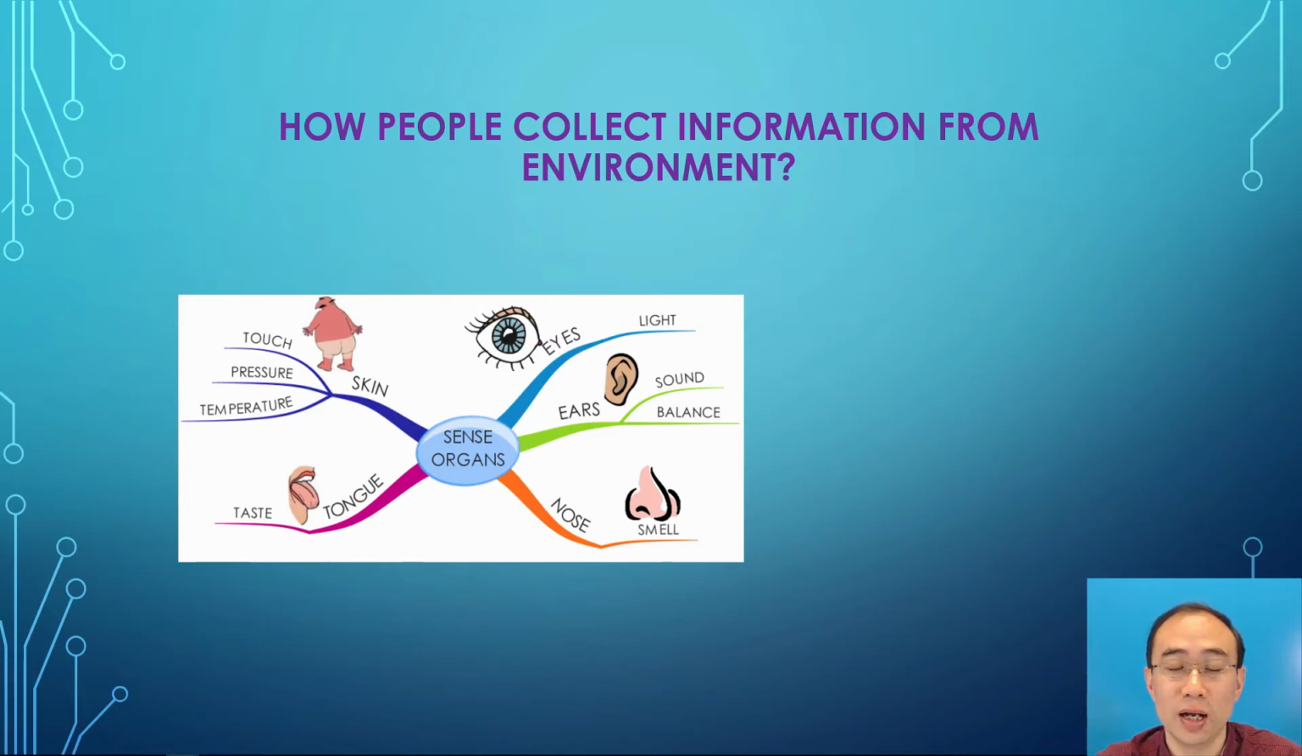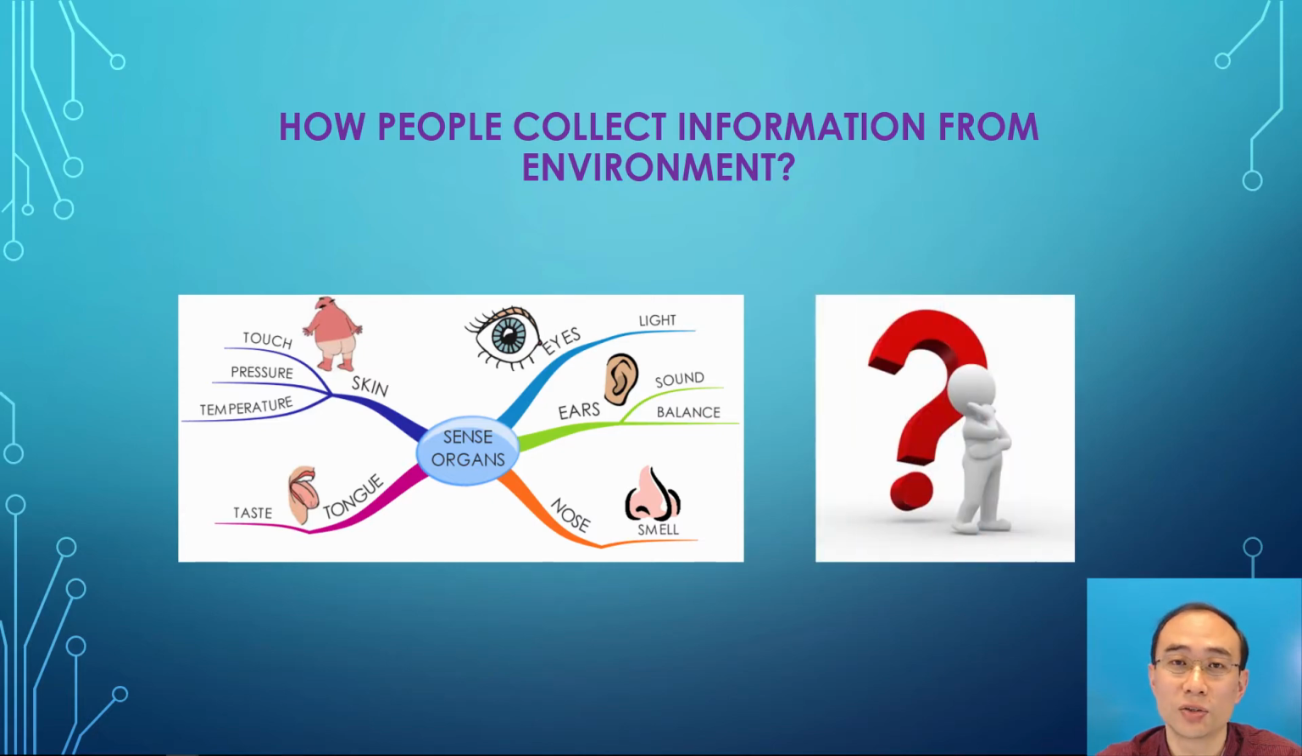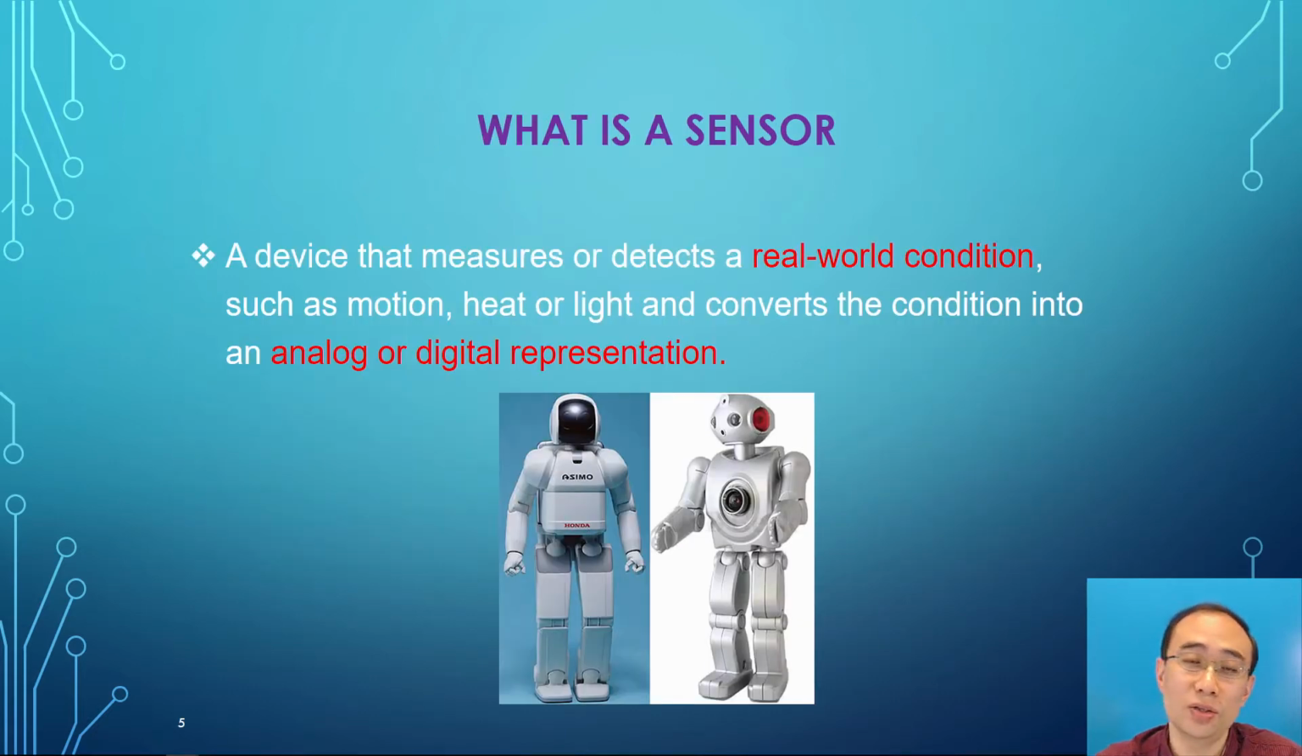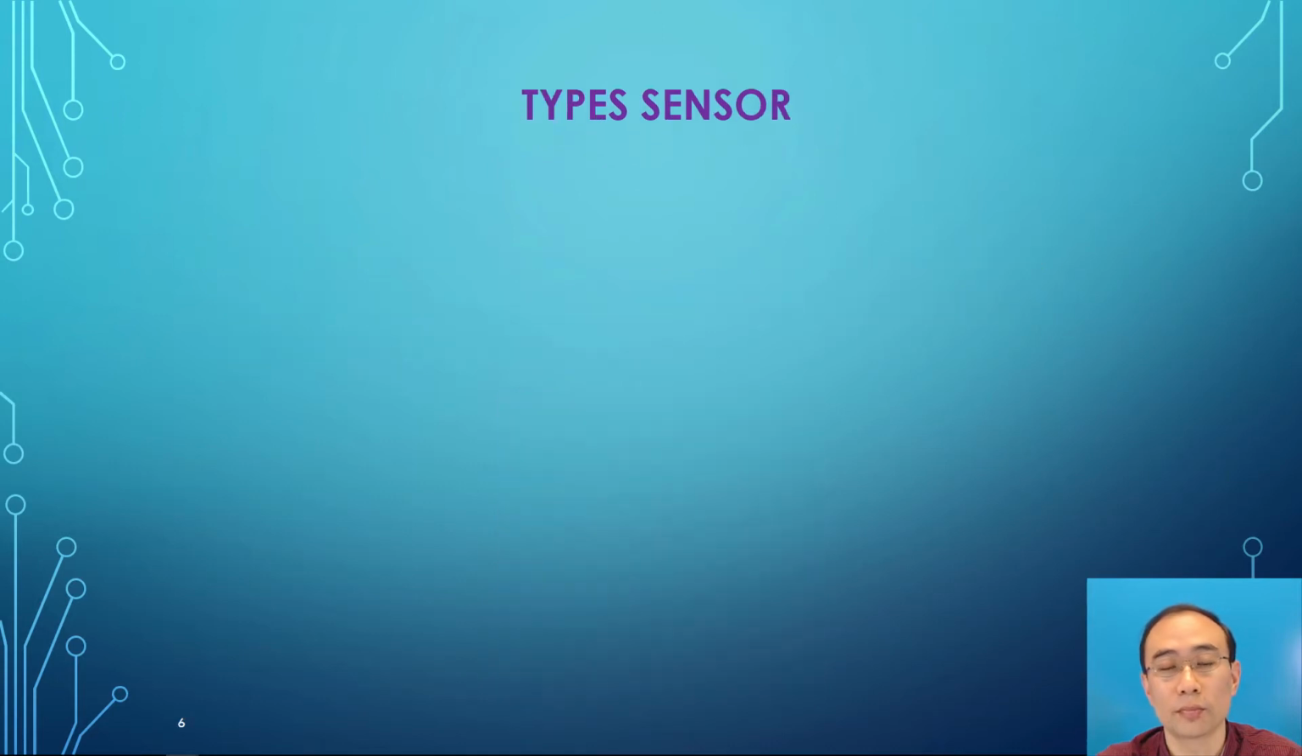Then the next question is, how can we build similar abilities to electronic devices? And we call them sensors. So what is a sensor? A sensor basically is a device that can measure or detect a real-world condition, for example, motion, heat, or light, and convert it or translate it into analog or digital representations or signals so that other devices or humans can understand them.